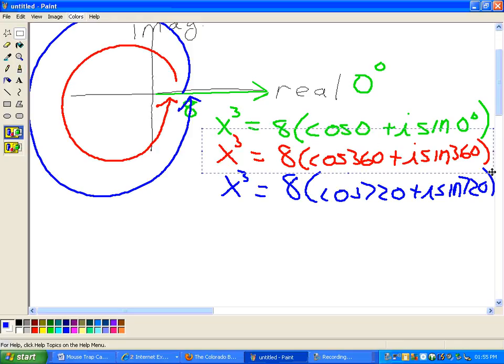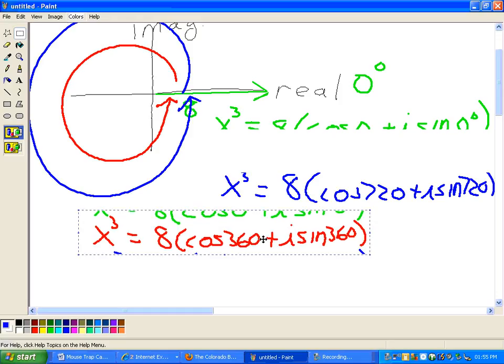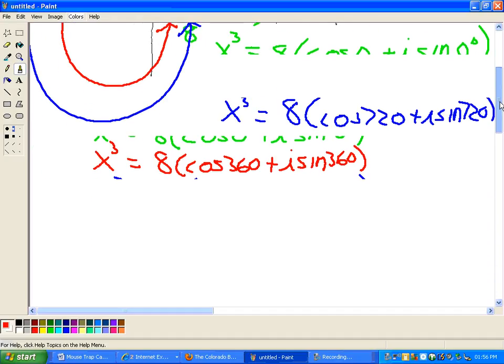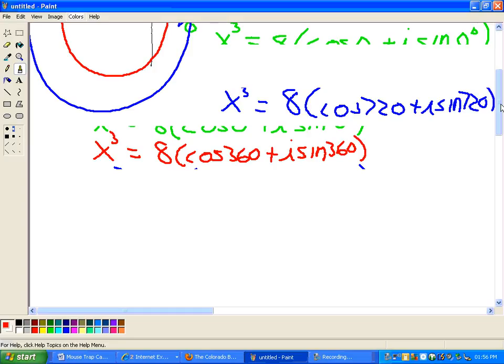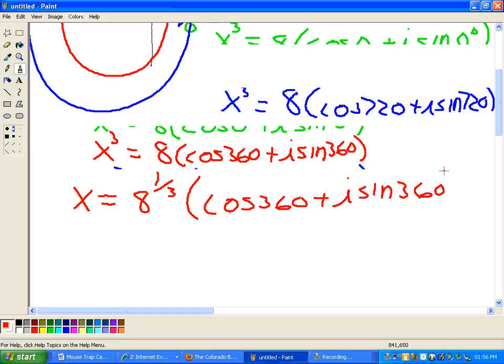So I'm going to take this one out, and I'm going to solve it. Now I actually already know the answer to that green one. The answer was 2. So this one's like double. Let's see how we would solve a problem like this. I would do exactly what you said. I would take the cube root, which is the same as raising it to the 1/3 power. So I would say x equals a to the 1/3, and I would say the cosine of 360 plus i sine 360 is to the 1/3 power. The first number we can do, we get 2 out of it.